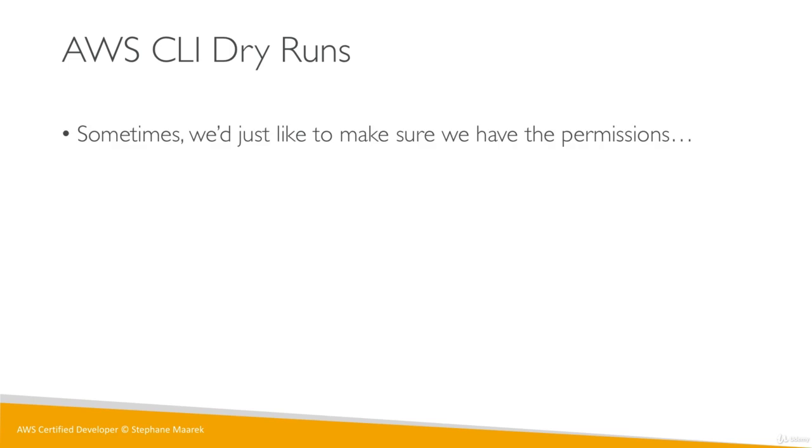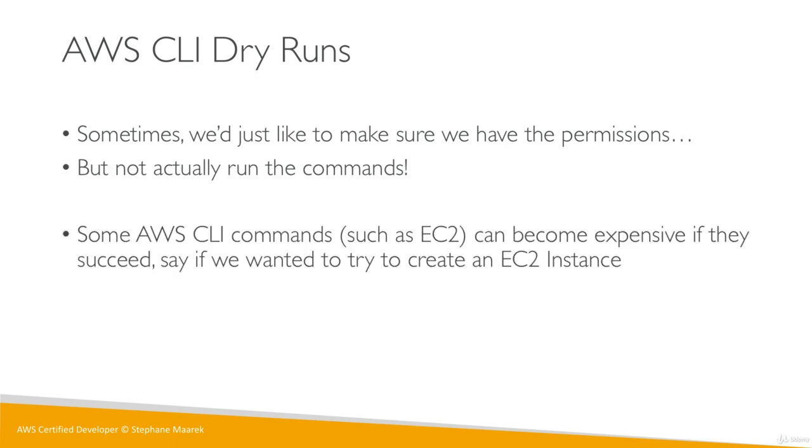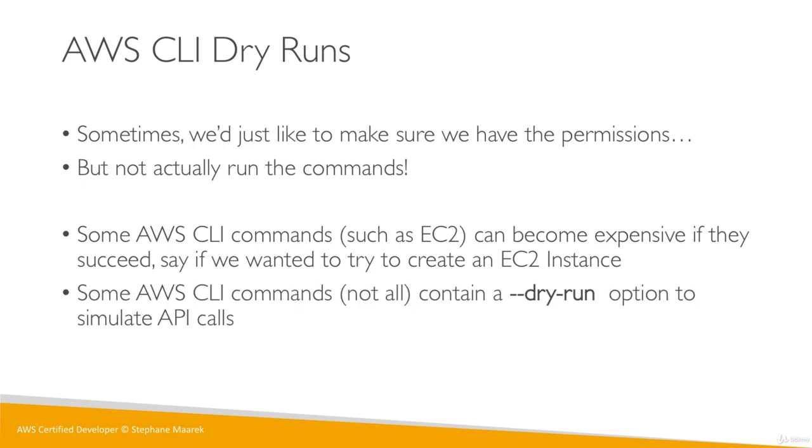Okay, so sometimes we just want to make sure we have the permissions and we can't really look at the IAM policies for whatever reason. We actually don't want to run the command, we just want to make sure we have the permissions. And some AWS CLI commands, such as the EC2 commands, can become quite expensive if they succeed because, say, we wanted to create an EC2 instance and we actually create it. We just wanted to try whether or not it worked.